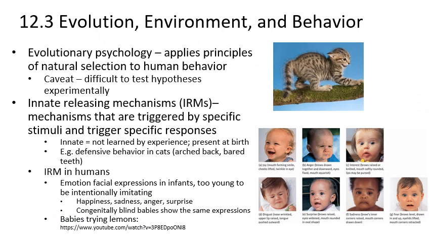Okay, so moving on to section 3, evolution, environment, and behavior. Evolutionary psychology is a branch of psychology that applies principles of natural selection to human behavior. So we've done a lot of that throughout this course, trying to look back and see why the brain might have evolved the way it did, why behavior might have evolved the way it did in humans.